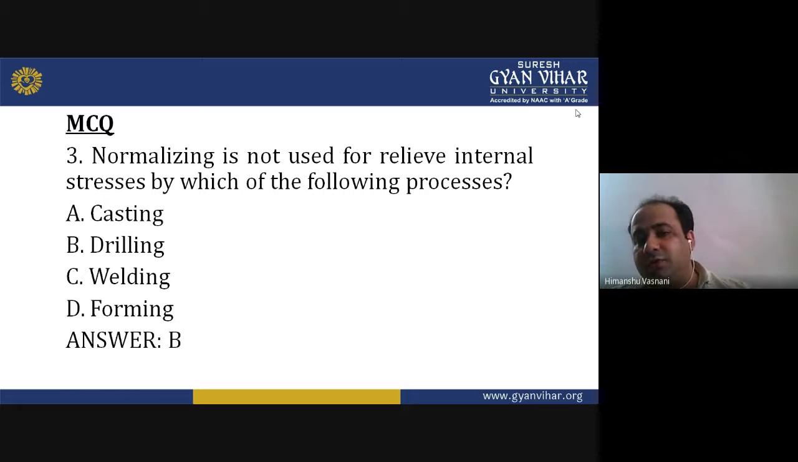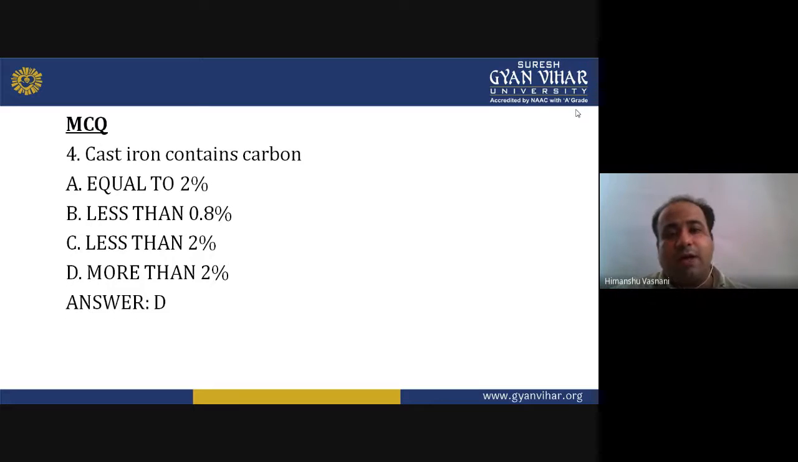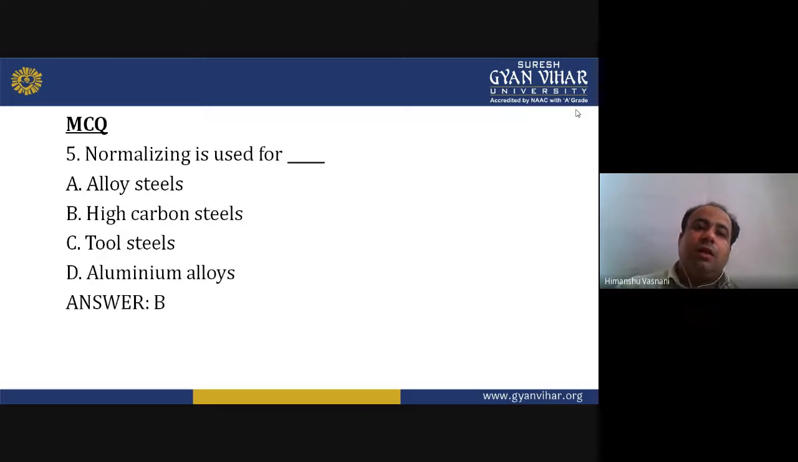Then, normalizing is not used for relieving stresses in which of the following processes? The answer is drilling. In drilling, it is not used. How much carbon does cast iron contain? It contains more than 2%. Then normalizing is normally used for high carbon steels.